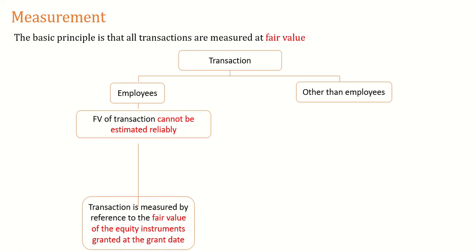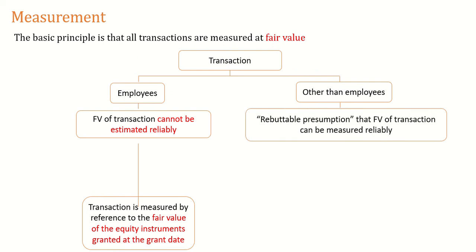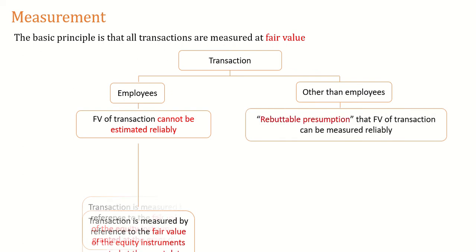The second scenario is if this happens with someone other than an employee, such as a supplier of your company. When we buy goods from a supplier, we do that transaction on an arm's length basis. In a situation like that, the standard says there is a rebuttable presumption that the fair value of the transaction can be measured or estimated reliably.